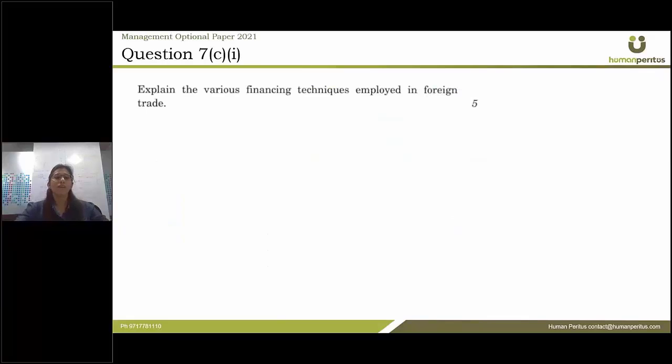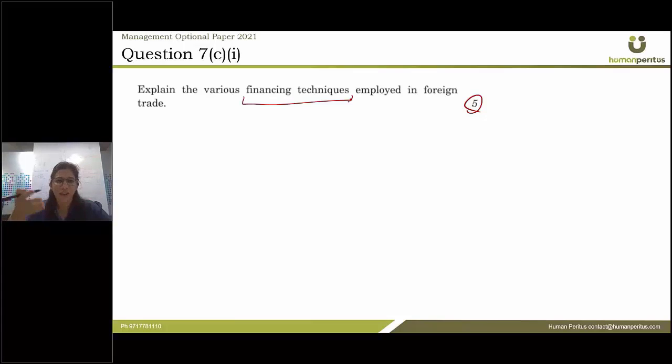Let us move on to our next question, which is: explain the various financing techniques which are employed in foreign trade. See, this is again a very short, 5-marker question basically, so you don't have to go very deep in this. In introductory lines, you can tell why financing is required in foreign trade. Basically, because there is a lot of risk involved in that because of the time gap between the payment and the supply of the goods, and there is a need to bridge the gap between the exporter and the importers who have various kinds of trust issues. So basically, this is why financing is important.